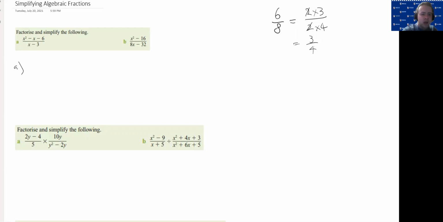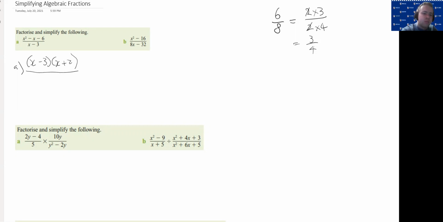So for part A, we have a trinomial. Again, we've got to think about what our factorization techniques are going to be. Look for a common factor first. There's no common factor on the top, so I can't take that out. I have to think about PSF. I've got a product of -6 and a sum of -1. That means one of my factors is negative and the other is positive. It's going to be -3 and +2, because the bigger factor needs to be the negative one. So x -3 and x +2.